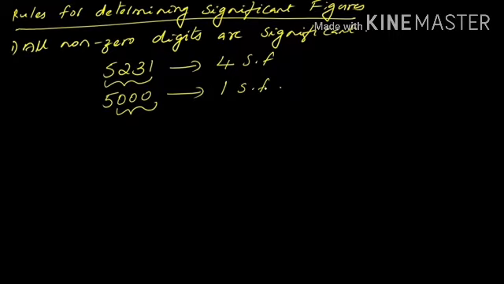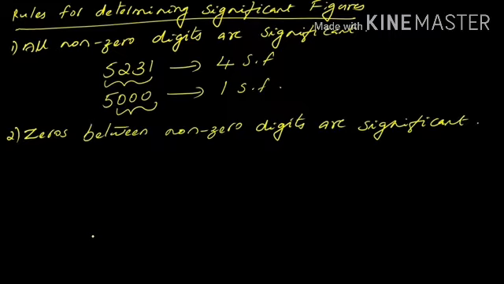What does the second rule state? The second rule states that zeros between non-zero digits are significant. That means if the zero is coming between any two non-zero digits, then we need to count that zero also. Okay, so now we can look at the example.